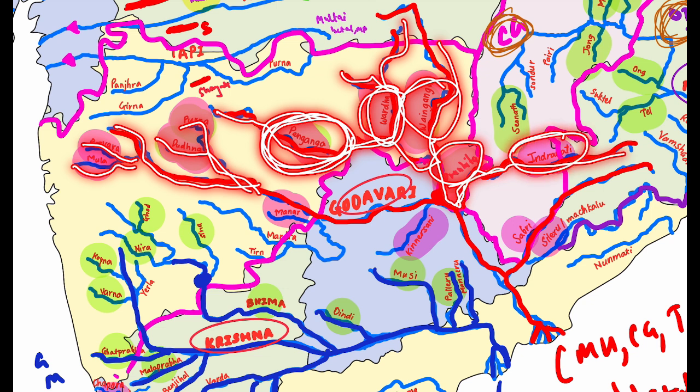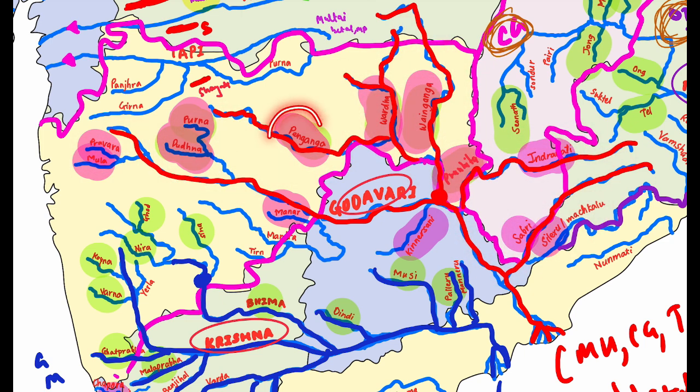Indravati is also important. Then Shabri, Sileru, Machkula. These are all important left bank tributaries of Godavari. So Pain Ganga, Vardha, Vain Ganga, Pranhita, Indravati. Just remember these.